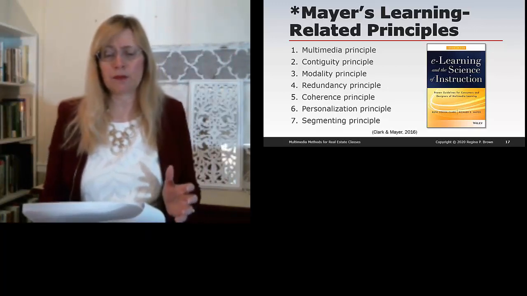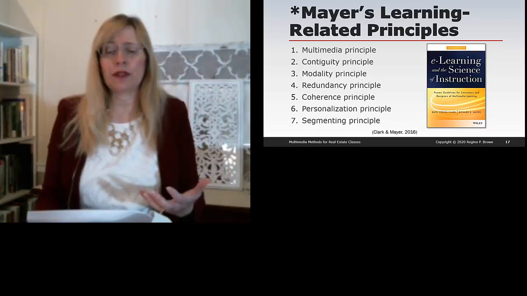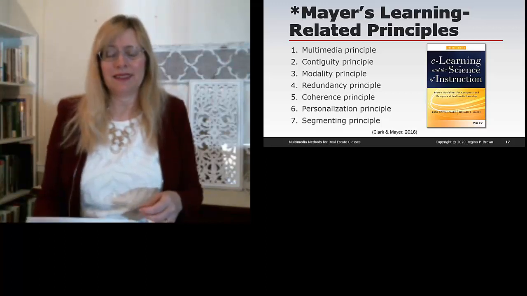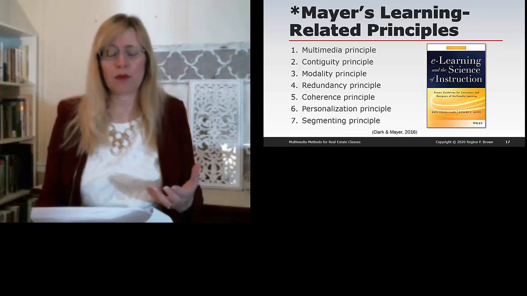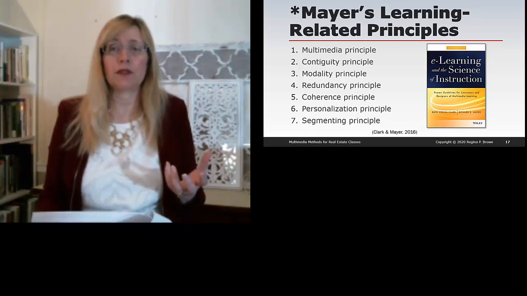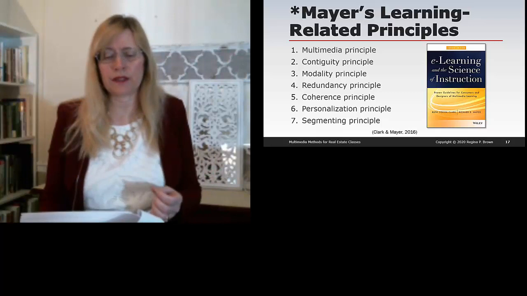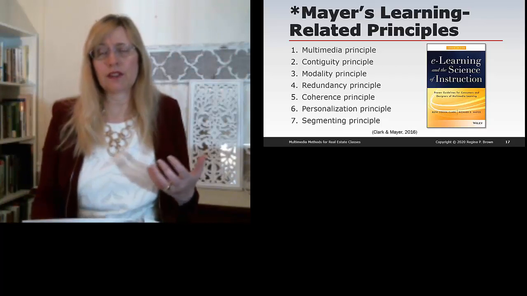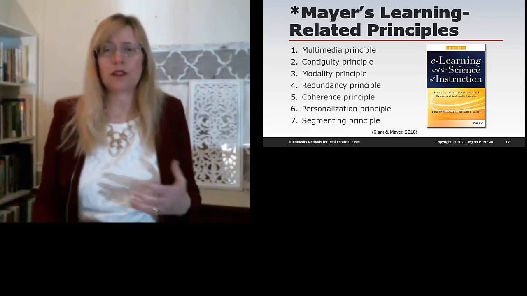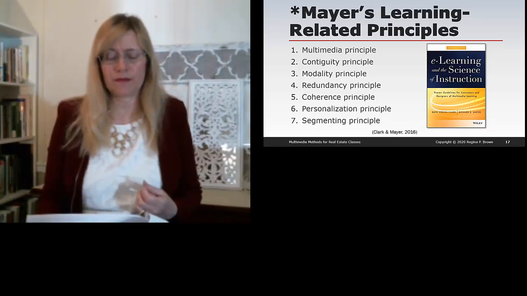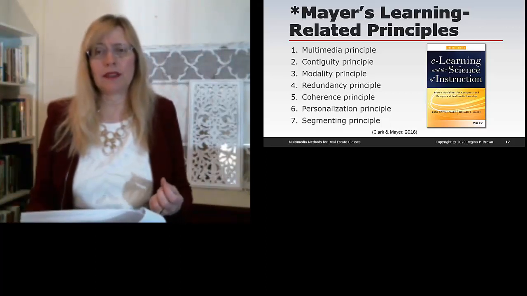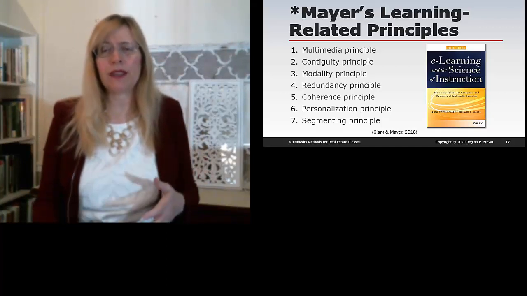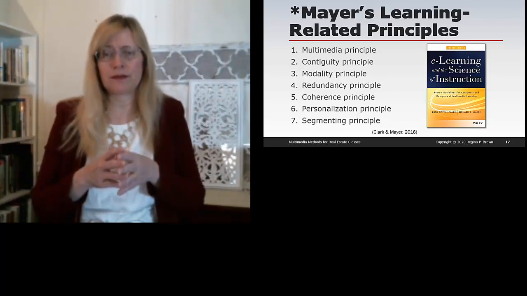The fifth is the coherence principle, which means that adding additional material, too much material, can actually hurt the learning process. The sixth is the personalization principle. In other words, using conversational style and virtual coaches to personally relate to the student. Number 7 is the segmenting and the pre-training principles, which is managing complexity by breaking lessons down into parts.